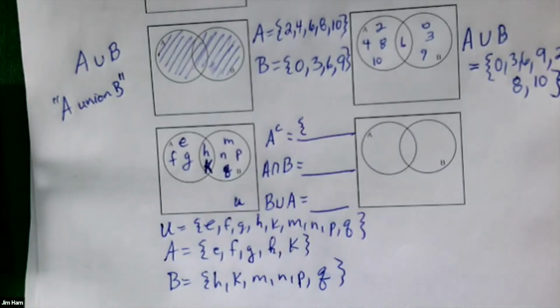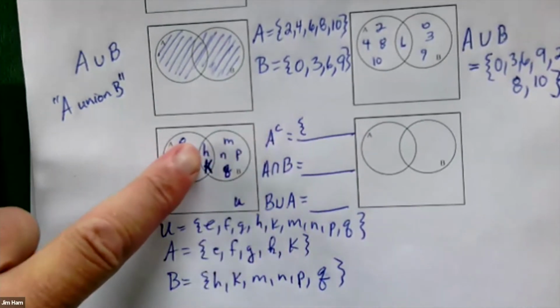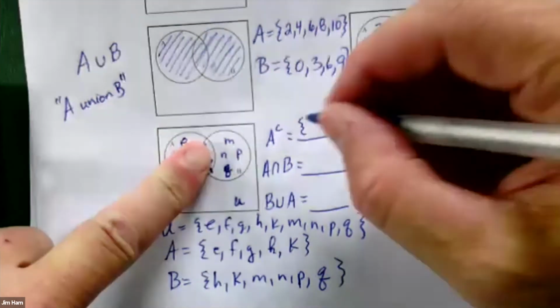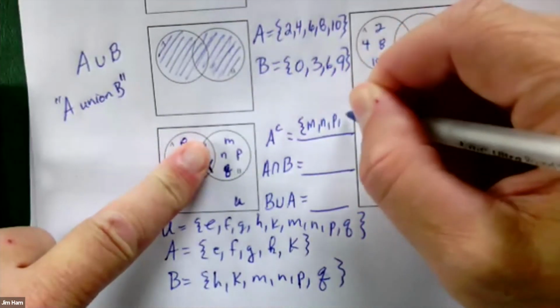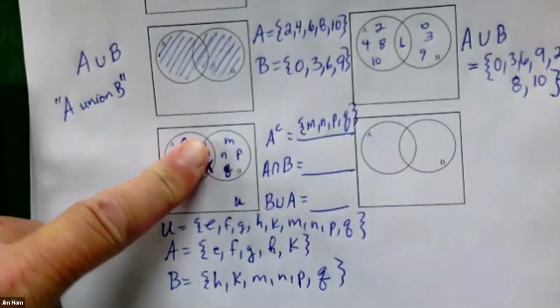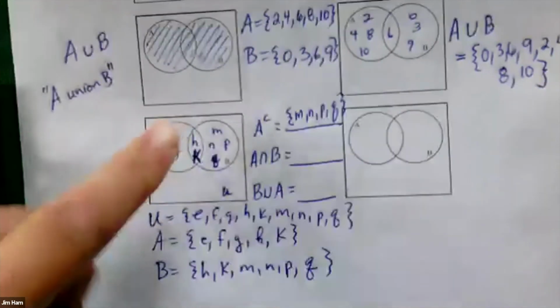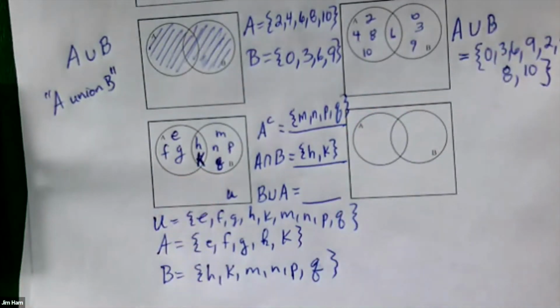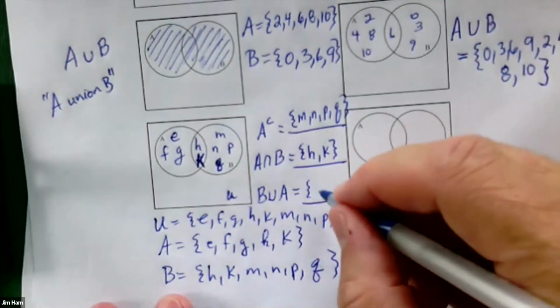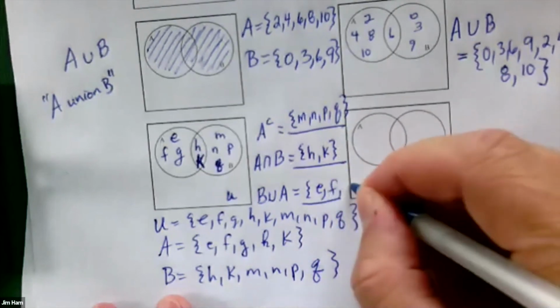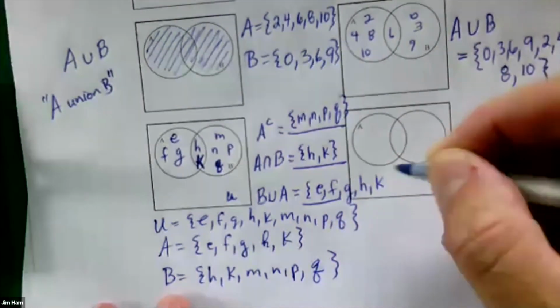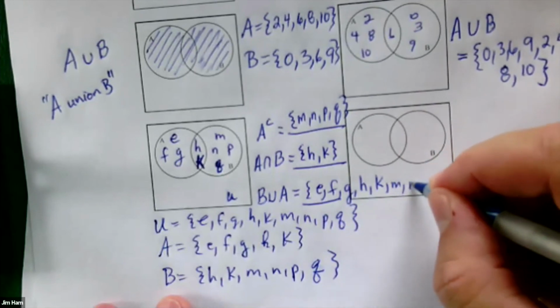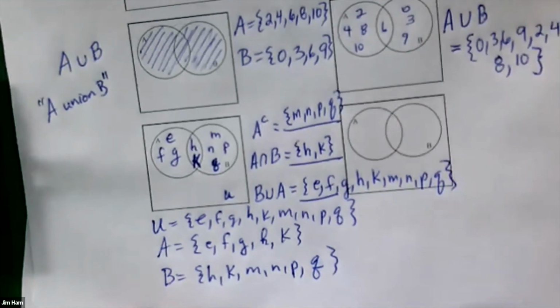Didn't ask for it. All right, so A complement, I'm going to cover up everything in A and just write down all the elements that remain: M, N, P, and Q. The complement, not A. Everything except those elements in A. The intersection, that's the middle piece, H, K. And the union, you're going to write down all the elements that are in either A or B or both. You're going to combine or join all of the elements together. So E, F, G, H, K, M, N, P, and Q, all of them.